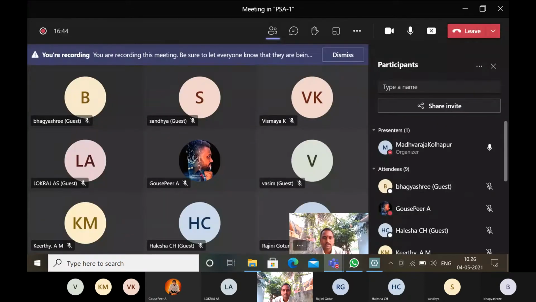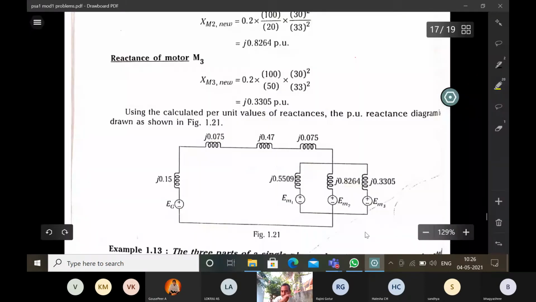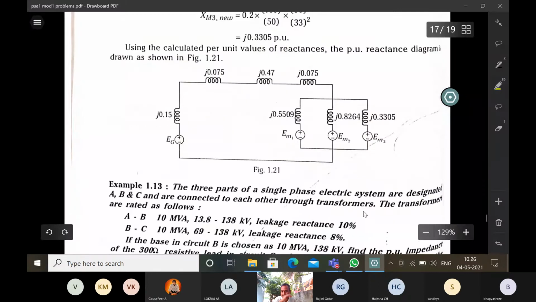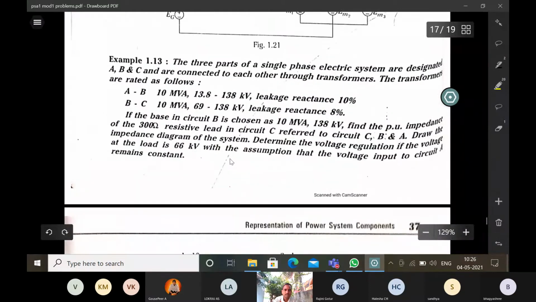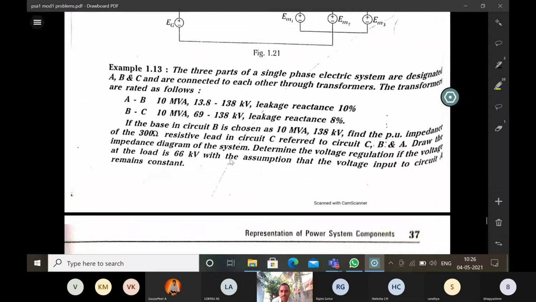Hello, good morning everyone. Today we will discuss another problem. A three-phase, the three parts of a single-phase electric system are designated A, B and C and are connected to each other through transformers.